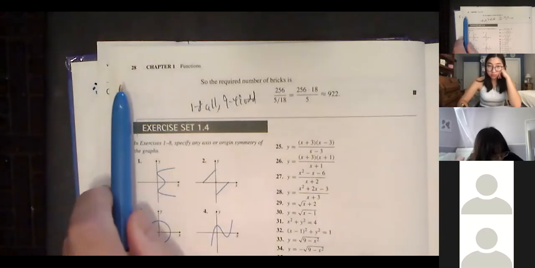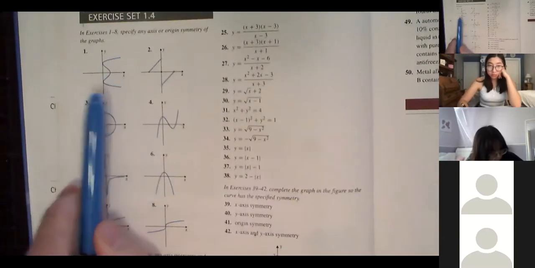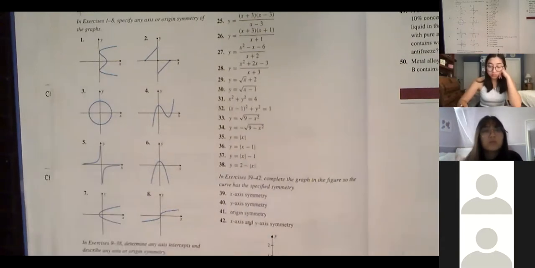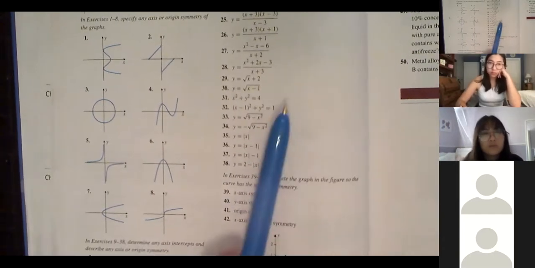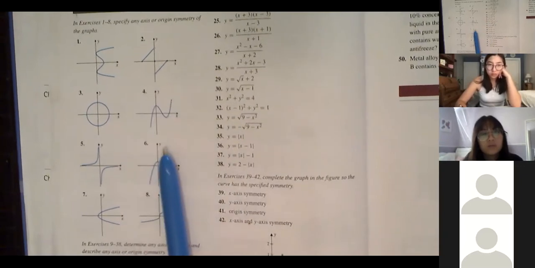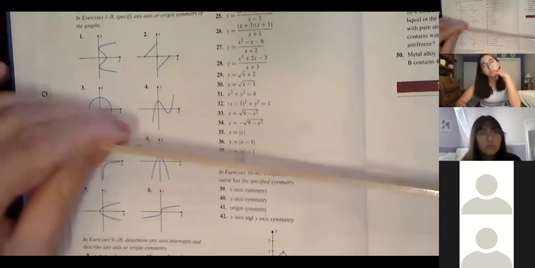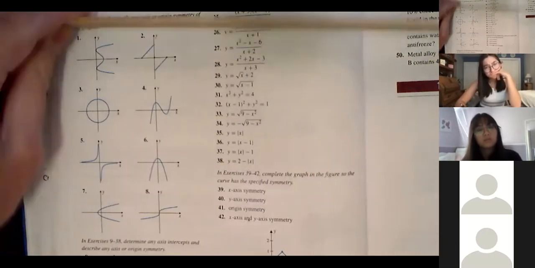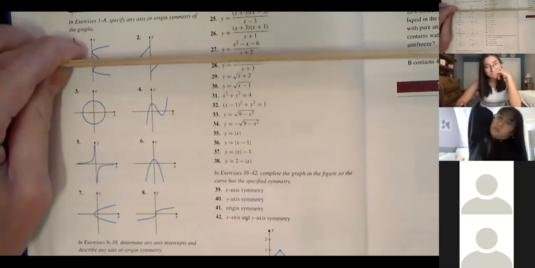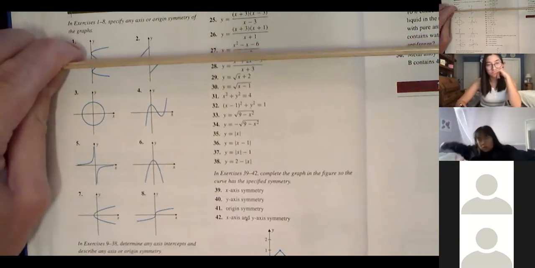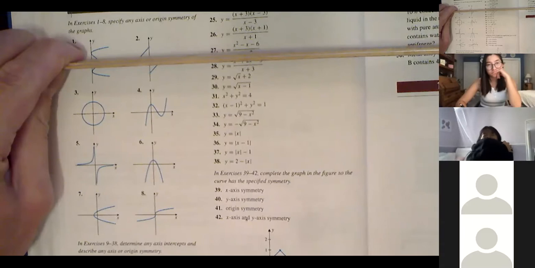Okay, so on page 28, they just show you some graphs and it asks you what kind of symmetry does it exhibit. So let me do the evens, 2, 4, 6, and 8. Okay, 2, so does it exhibit x-axis symmetry? You see, how do you know? If you imagine you put a mirror right here, x-axis, right? Is the top the mirror image of the bottom? No, it isn't. So you do not have x-axis symmetry.